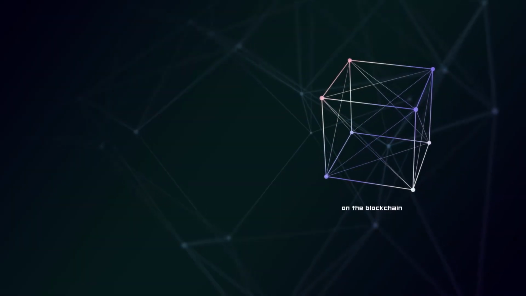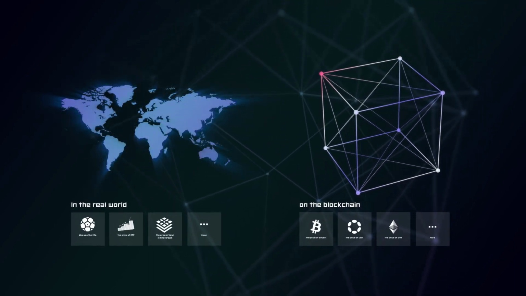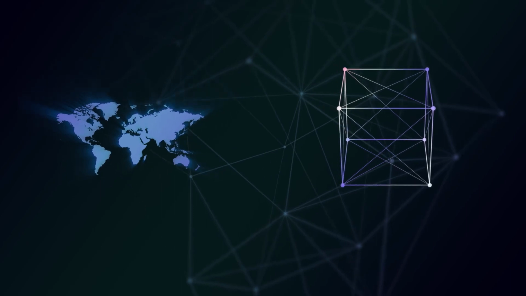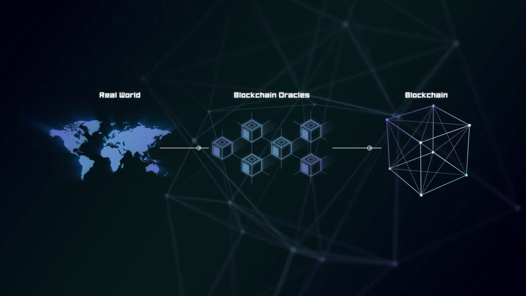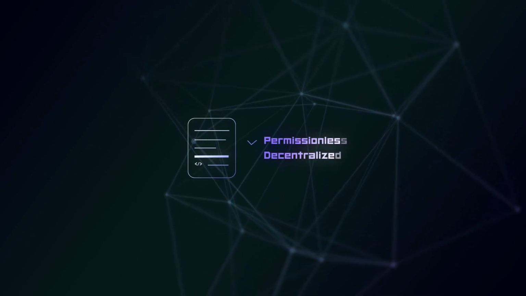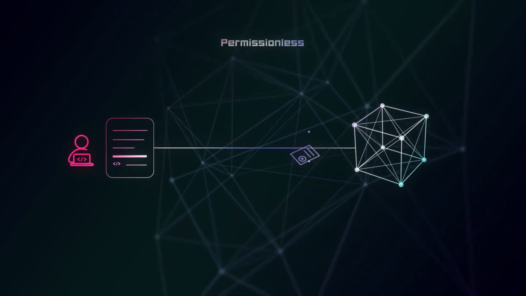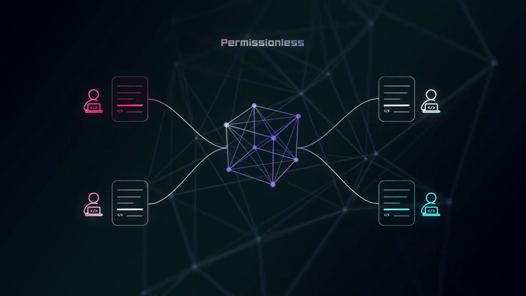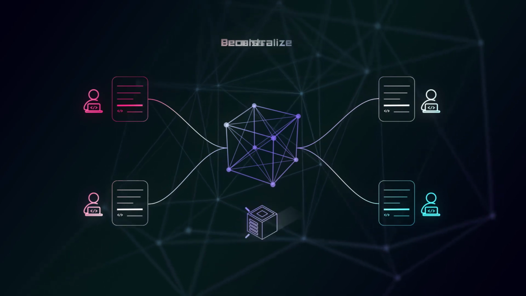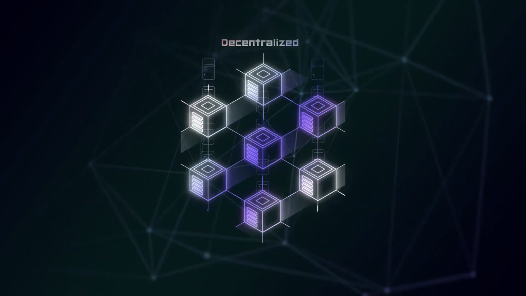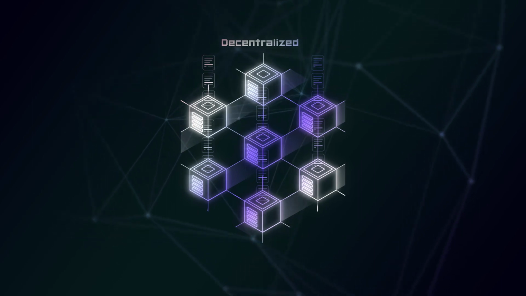The real world is disconnected from the blockchain. Web 2 data is not available to the on-chain smart contracts. Blockchain Oracle comes to connect the real world and blockchain with zero trust. There are two major features for a smart contract. The first one is permissionless. The developer can directly write the smart contract and deploy it on the blockchain without any permission. The second is decentralization. The developer does not need to offer any centralized hardware to run the smart contract.